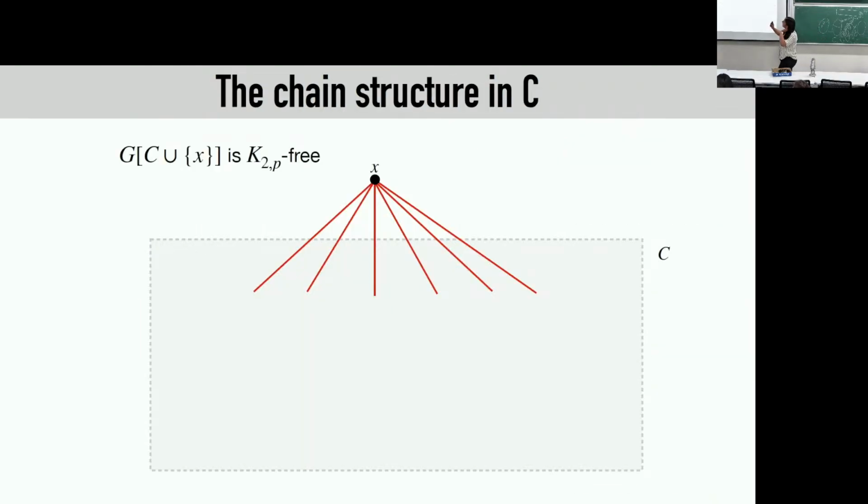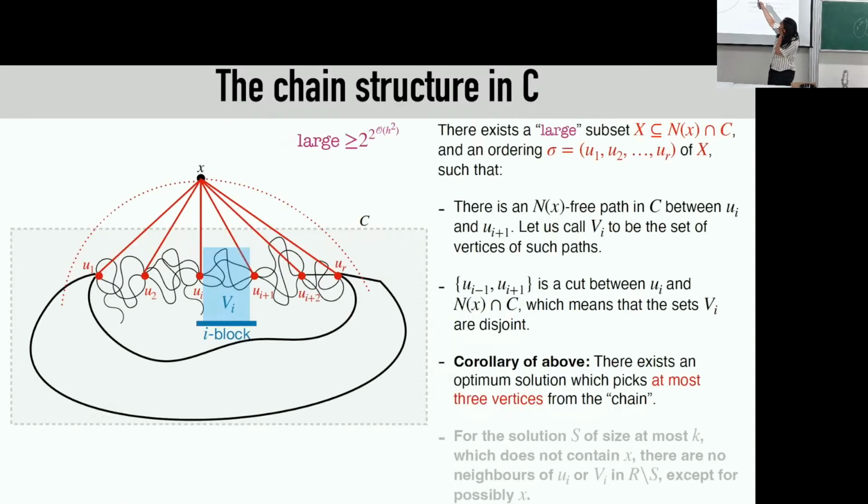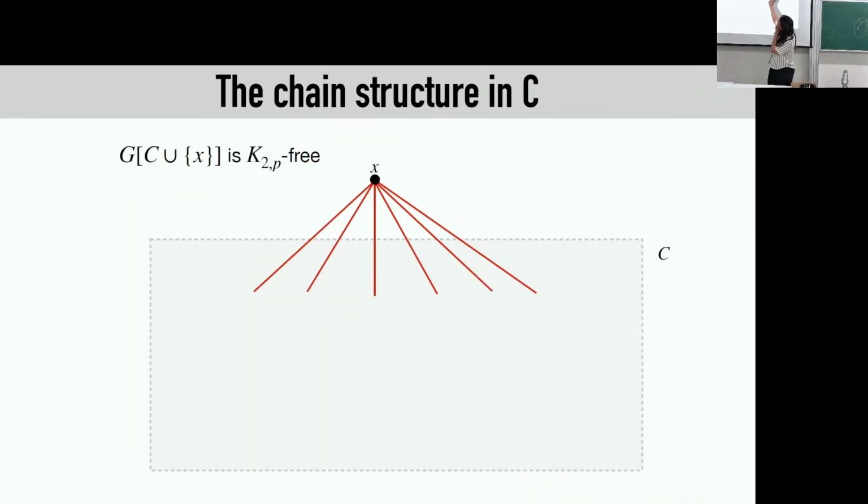Now, this is the structural lemma part of it. So we take a break maybe from what we were doing, though I don't plan to spend a lot of time on this break. This is what I call a chain structure in C. I want to say that inside C, there is a very nice structure that can be exploited. I want to explain what that structure is.